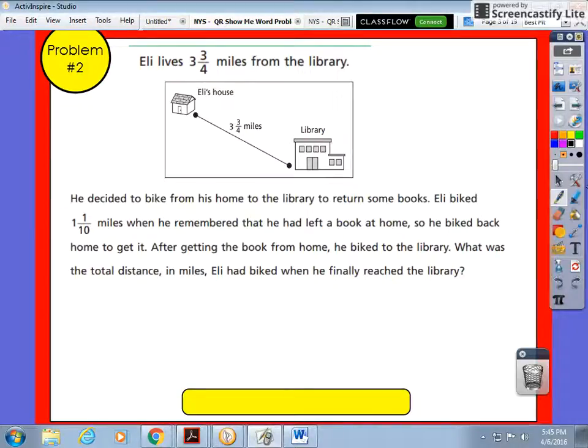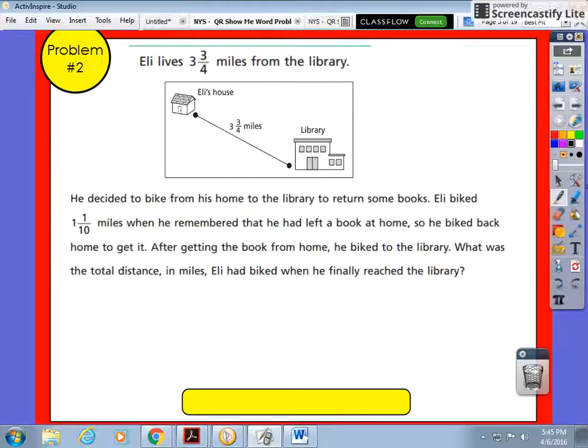So let's start with problem number 2. At the top of the problem, we can see that they're giving us information about Eli. Eli lives 3 3/4 miles from the library. And they also give us a nice drawing that shows the distance from Eli's house to the library. So let's read the problem.